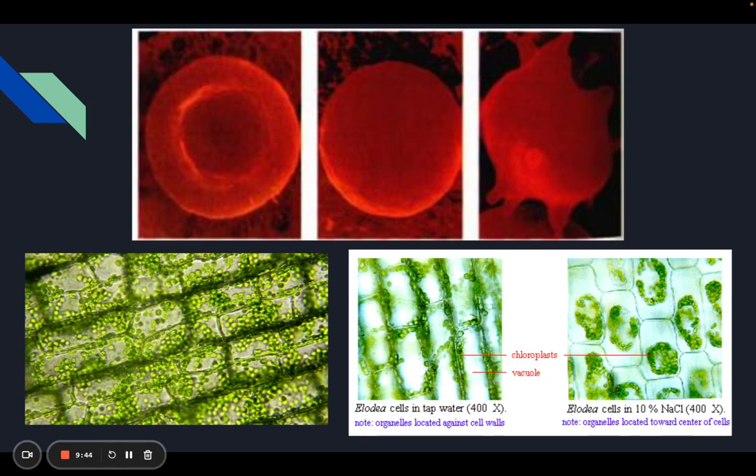So in a hypotonic solution, right, you can see nice and full, pushing against the cell wall. And over here where they're placed in a hypertonic solution.